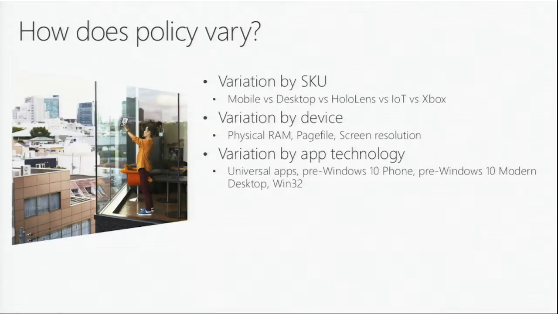But then it starts to diverge. As you go up the scale, as you get more resources available and better resources available on bigger devices, then the policies diverge across the different SKUs.